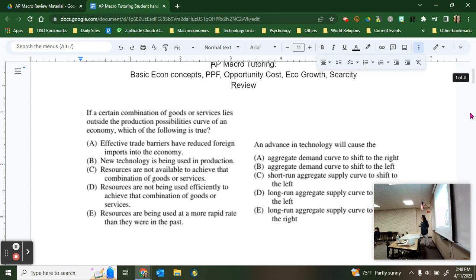Also, a point inside the curve could also be described as a recession. Is a recession possible? Yes. Is it efficient? No, it's not. While on the curve is full employment.